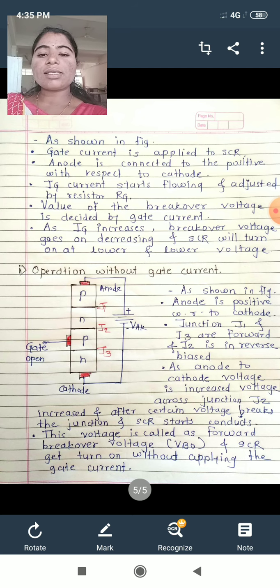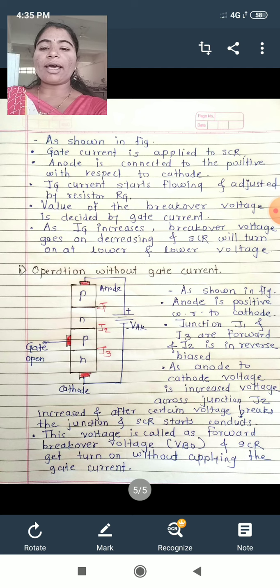In this case, as the anode is connected to the positive of the battery, or in other words, the anode is at higher potential than the cathode. What happened in this case? As the anode is at higher potential and the cathode is at lower potential, junction J1 and junction J3 are in forward bias and junction J2 is in reverse bias.